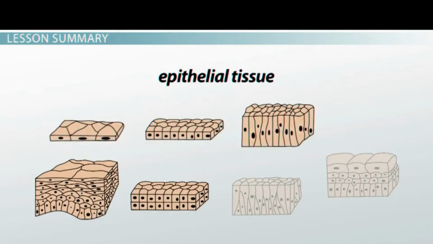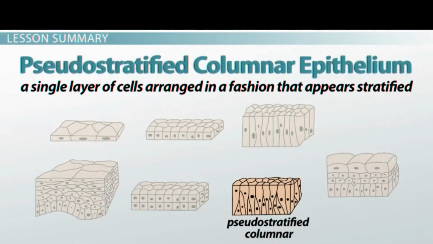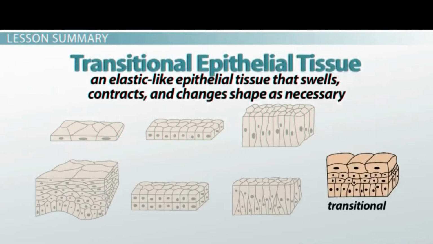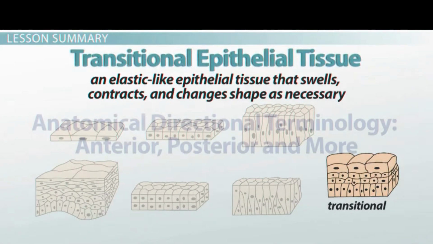Keep in mind, however, there's always a rule breaker out there in the world, and it's no different with epithelial tissue. Pseudostratified columnar epithelium is a type of tissue that has a single layer of cells arranged in a fashion that appears to be stratified, whereas transitional epithelial tissue is an elastic-like epithelial tissue that swells, contracts, and changes shape as necessary.